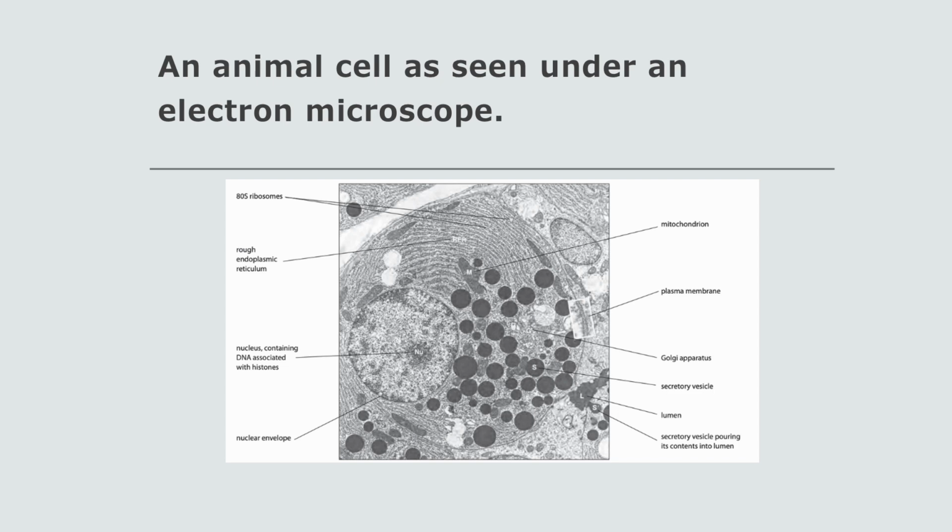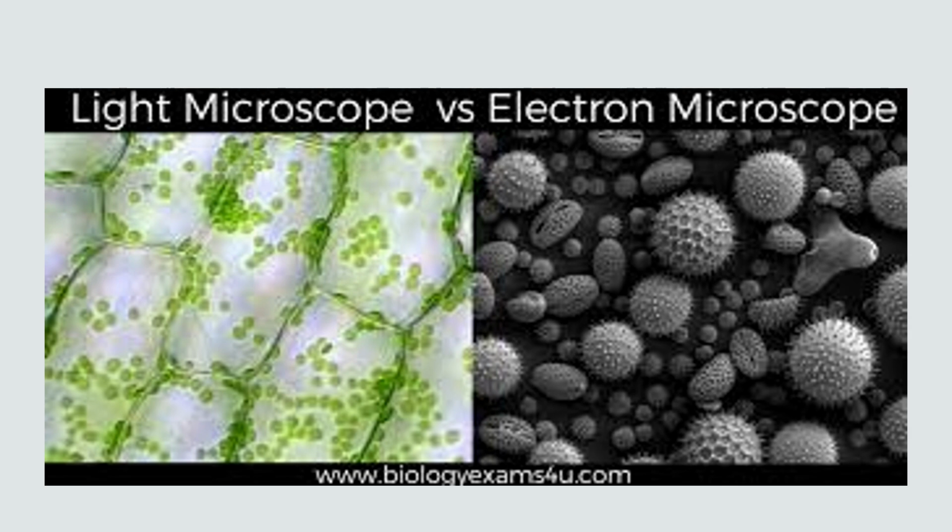This is taking a look at an animal cell underneath an electron microscope. Again, you can see how it's able to see many more structures. This is just a comparison. This is showing you again that Elodea leaf. The Elodea leaf, looked at it underneath the light microscope versus looking at it underneath an electron microscope.